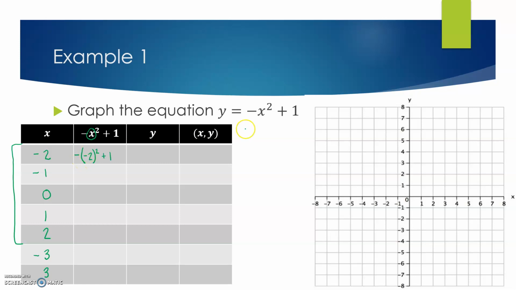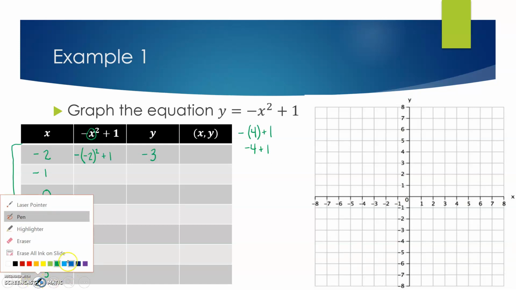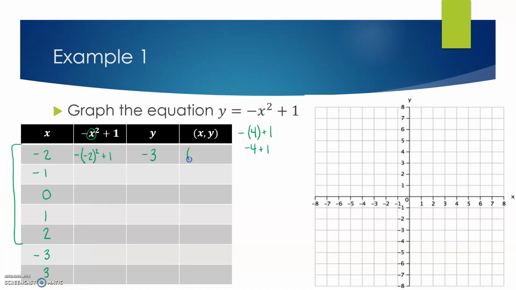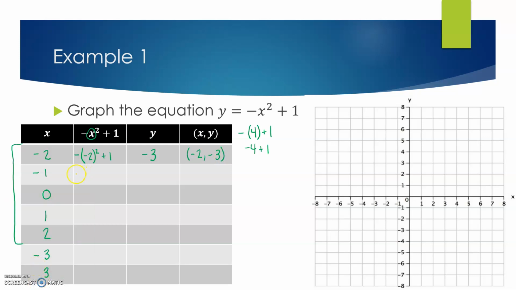So if I do that off here to the side, I would have negative, and (-2) squared is -2 times -2, which is +4. And then plus 1, so this would give me -4 plus 1. Guys, you're going to have to be very, very careful when you're dealing with negatives here. It's very easy to make a mistake. So we're going to get -2 and -3. All right, so for -1, we'd have negative (-1) squared plus 1.